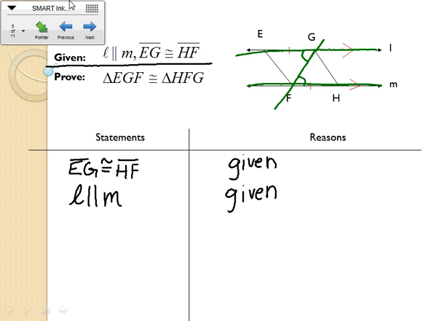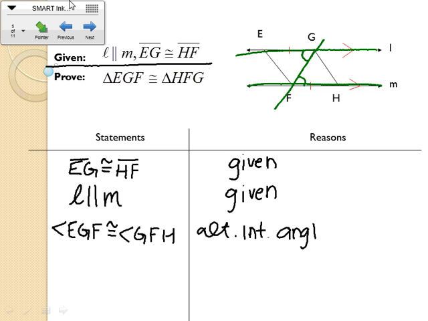So I'm going to say that angle EGF is congruent to angle GFH because they are alternate interior angles. I have abbreviated alternate interior.